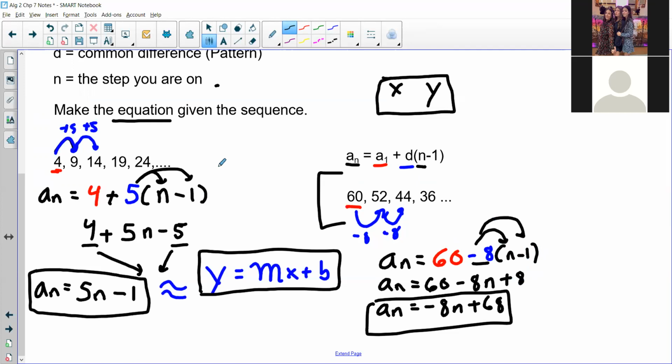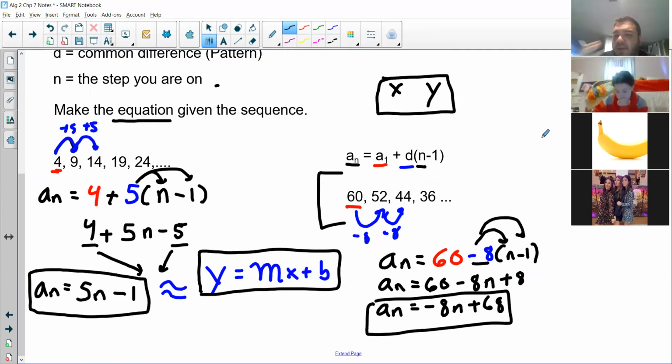And just as a general, think about it this way. If you have your starting point and you know how much you add, you could get to anywhere. Like, if I know I start at 60 and I know I subtract 8, even if I have to go down 100 steps, I can do that by going one at a time. So that's why we try to use it with just the starting point and the pattern.